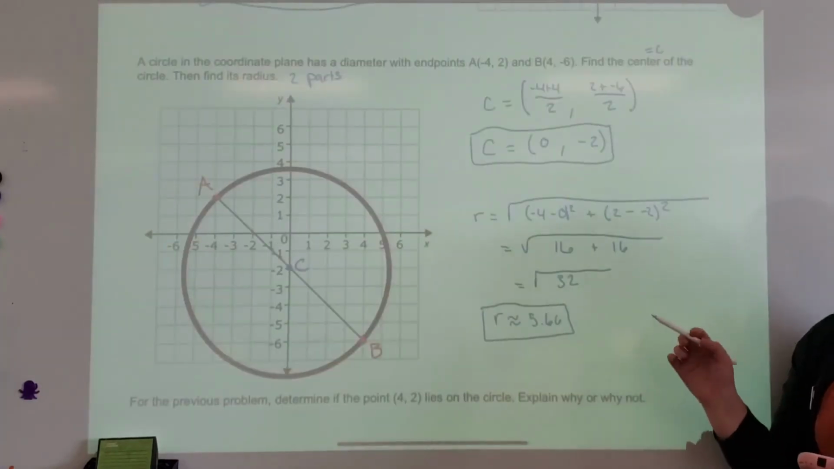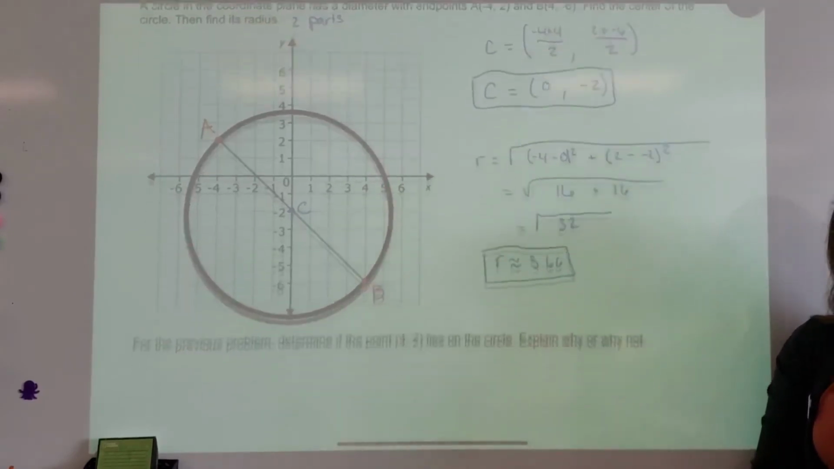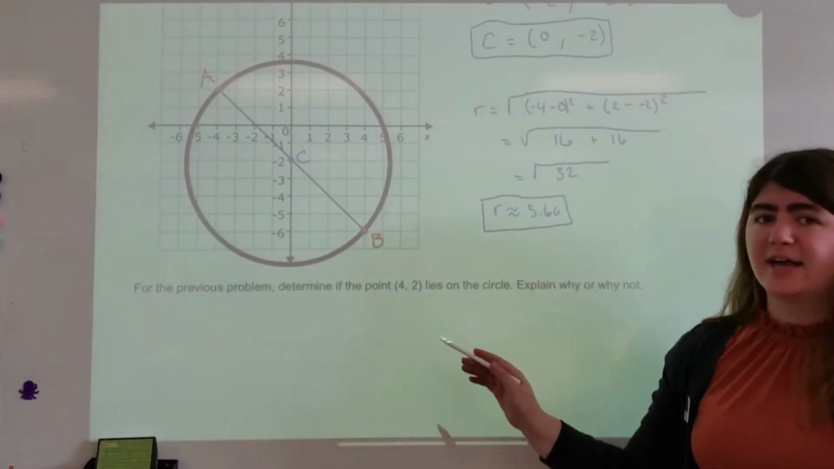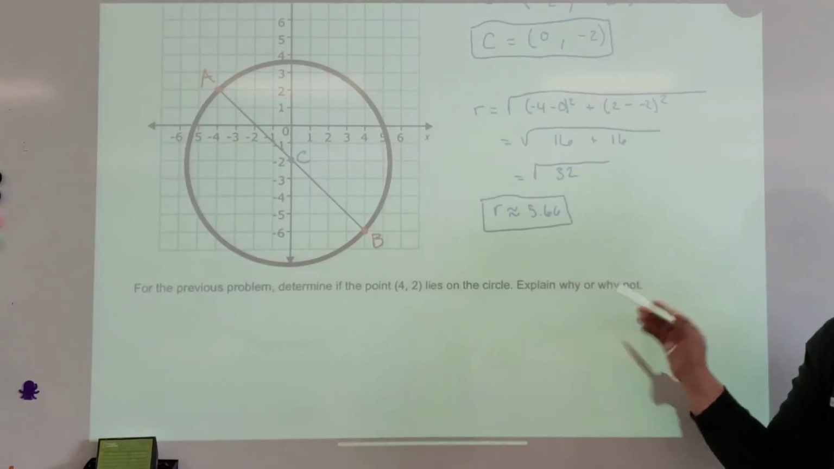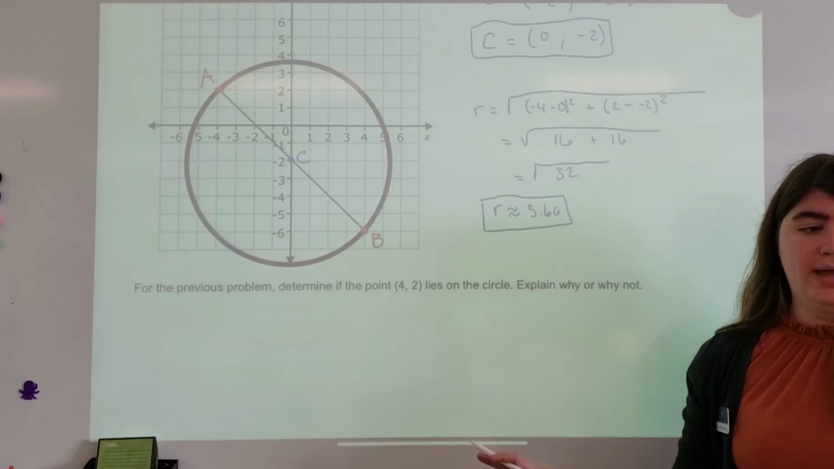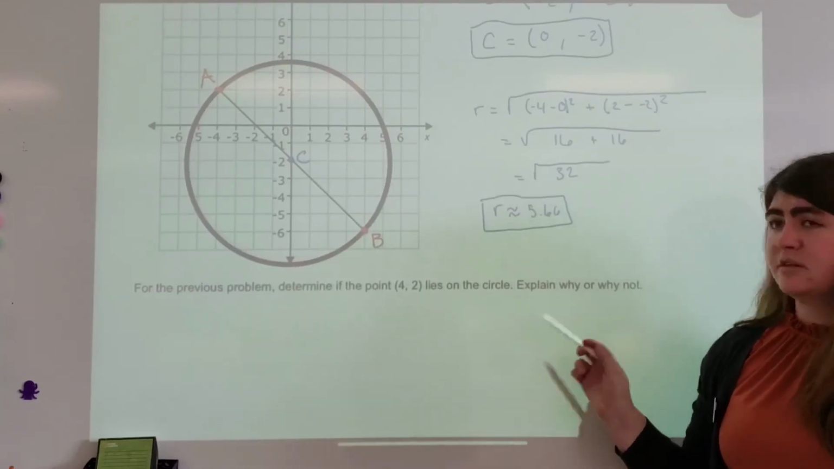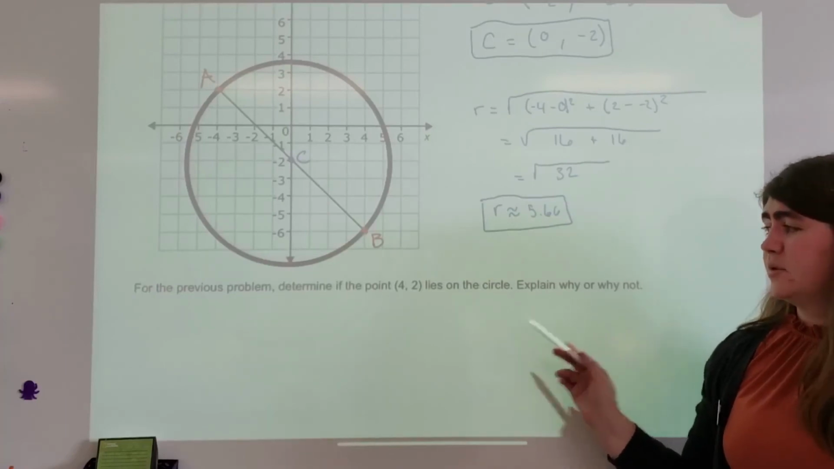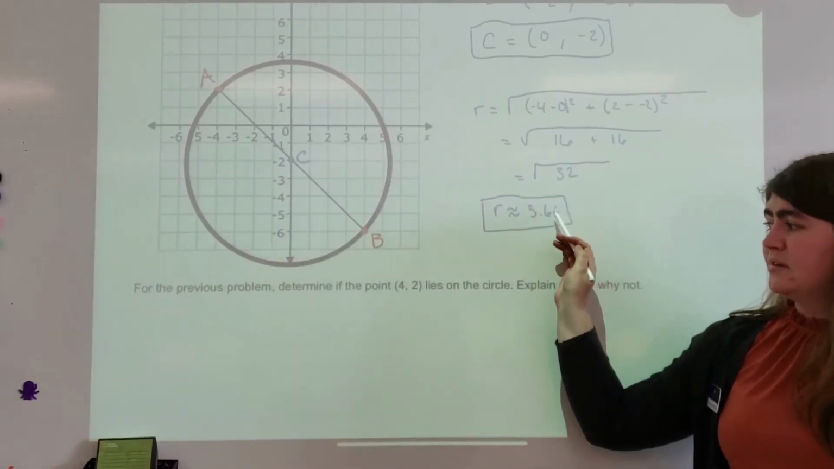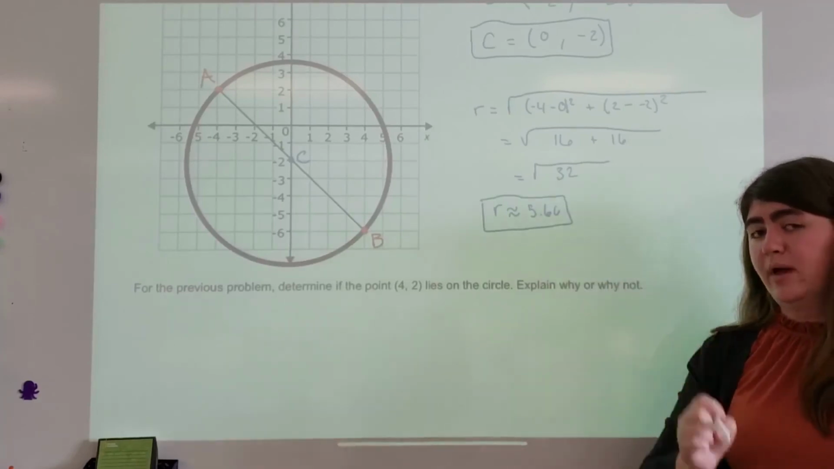Now that we have found both the center point and the radius, we're going to move on to this part of the problem down here. It says, for the previous problem, determine if the point (4, 2) lies on the circle. Explain why or why not. We can solve this in at least two different ways. We'll start with the distance formula again, because if the distance between this point and the center point is the same as the radius, then this point has to be on the circle, because it is exactly the same distance away from the center.